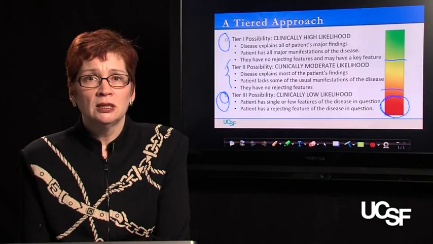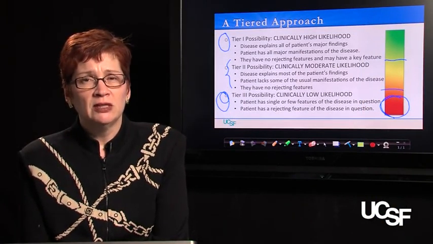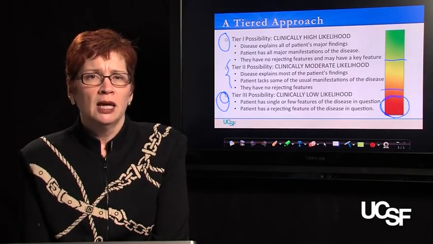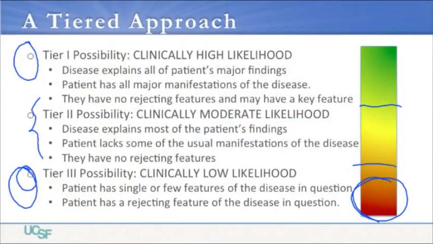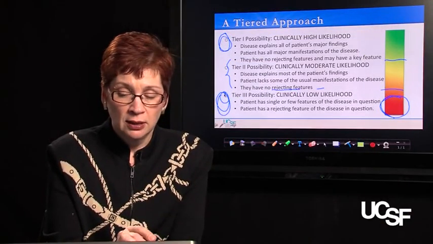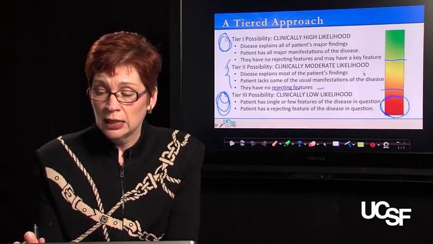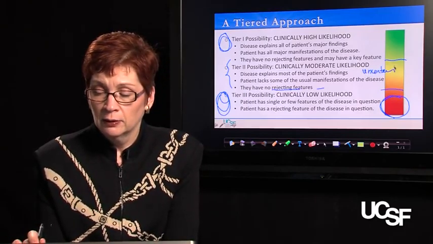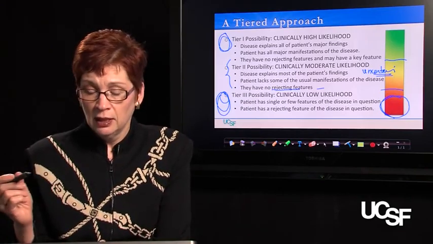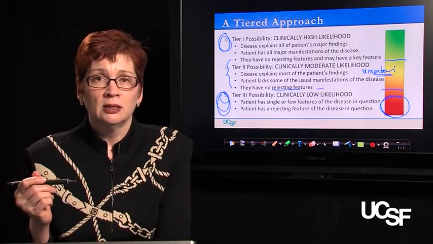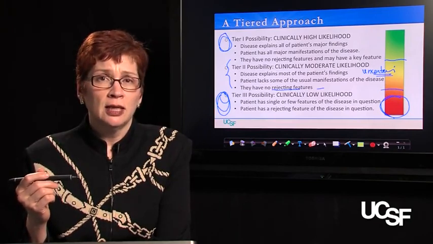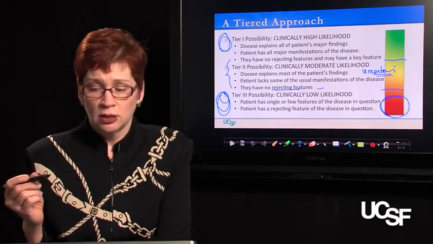If, on the other hand, the patient has most of the manifestations that the disease usually shows, but lacks some of the important ones, then that also might be a tier 2 possibility. And they usually have no rejecting or key features. So high likelihood, low likelihood, clinically moderate, or some people would call this uncertain likelihood. This is the tiered approach to prioritized problem solving. And it is a very important exercise in which to engage once you've established a set of differential diagnoses that you're considering to explain your patient's illness script.